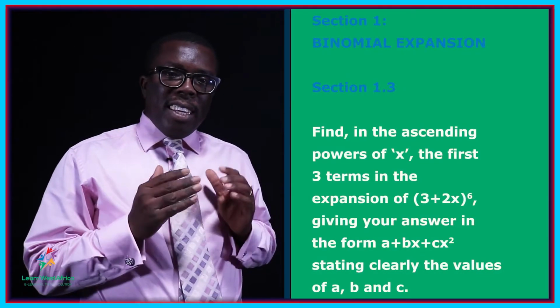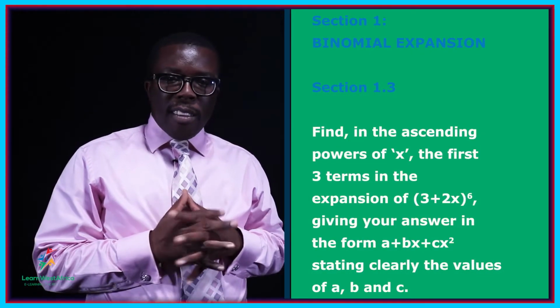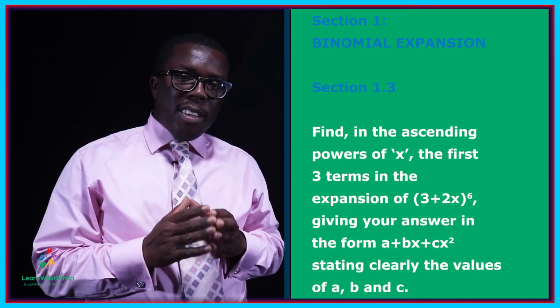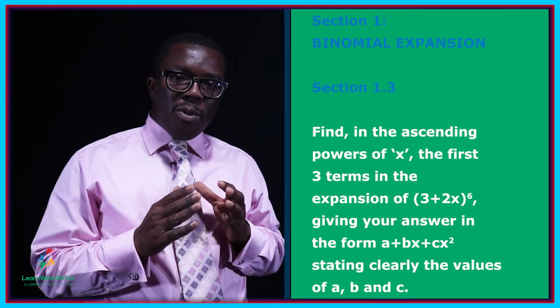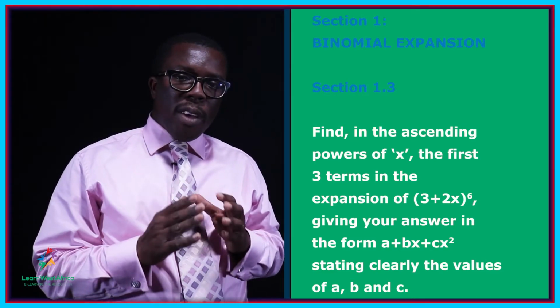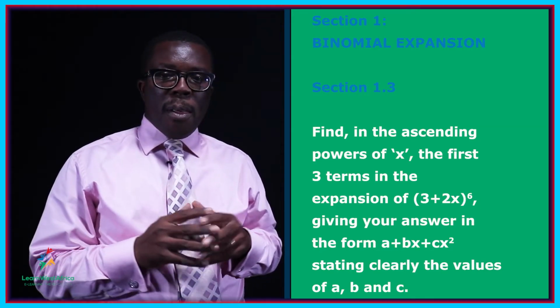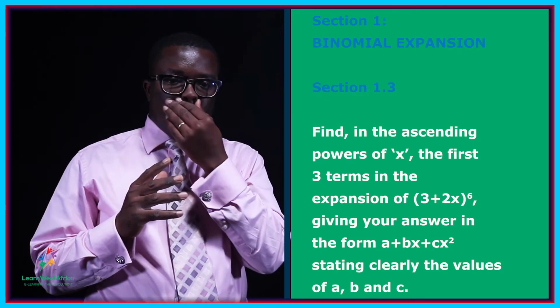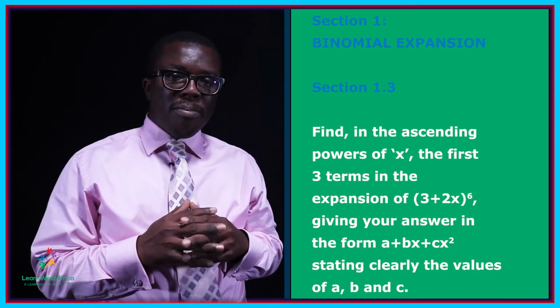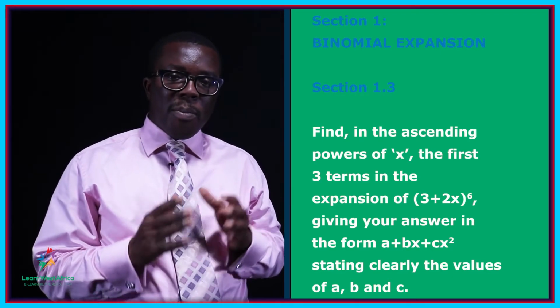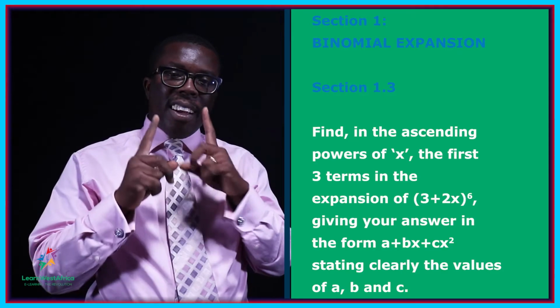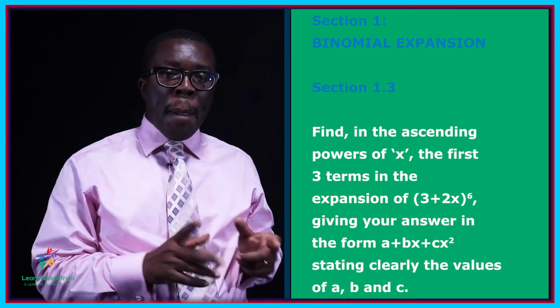All right, so let's look at the first question that will be used to address this. Now, find in the ascending powers of x the first 3 terms in the expansion of 3 plus 2x all to the power 6, giving your answer in the form a plus bx plus cx squared, stating clearly the values of a, b, and c.